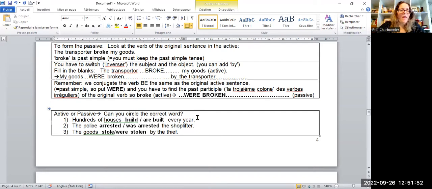Okay, hello again. Hundreds of houses are built every year. So that's going to be the one that you want to highlight or to underline. So let's underline it. Let's highlight it. Okay. So that's the correct answer. The police arrested the shoplifter. So this one is active. So let's underline it and highlight it. And that's an active sentence. And the goods, excuse me, were stolen by the thief. So you need the passive.